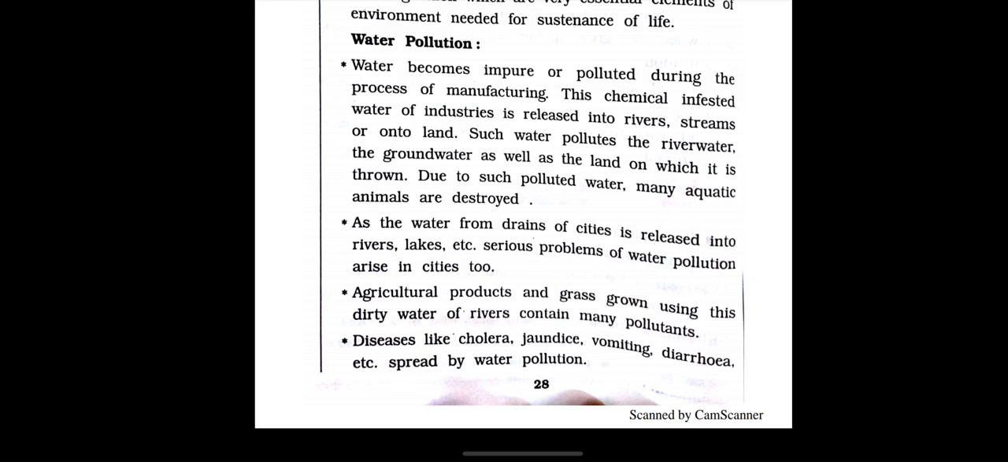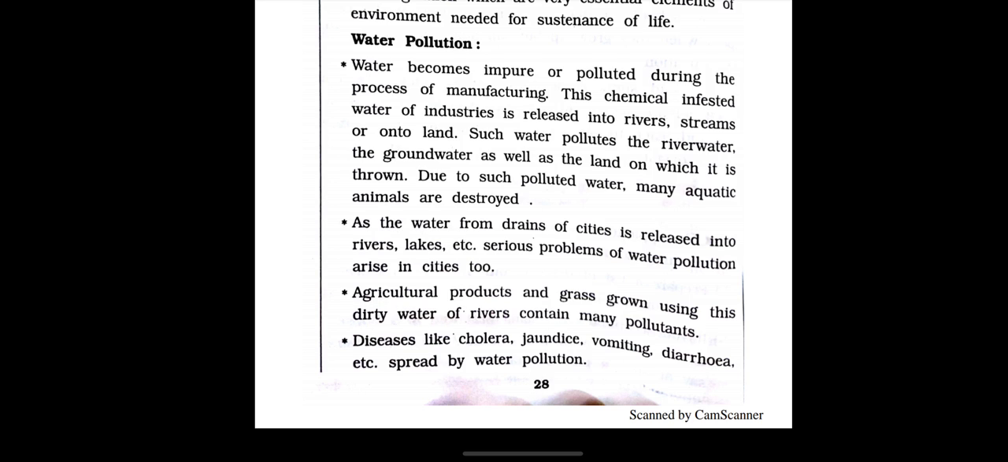As the water from the drains of cities is released into rivers and lakes, serious problems of water pollution arise in the cities too. Not only the industries, but also the drainage system, where polluted water from houses, from different societies, or from different monuments is released into drainage and then into rivers and lakes, has become a great problem for those mute animals.